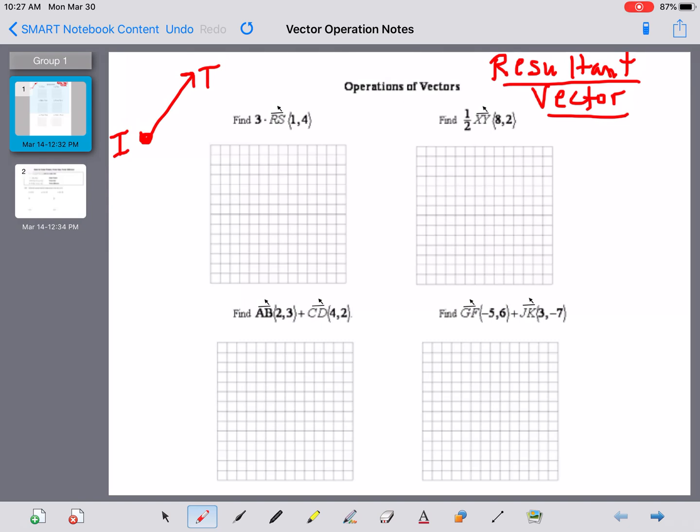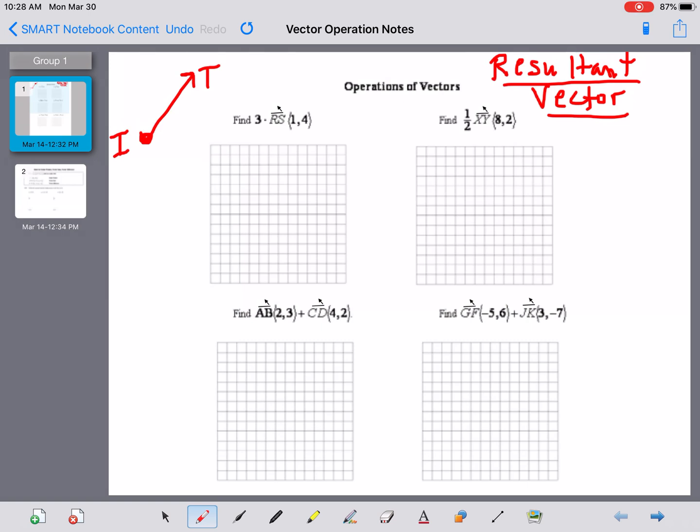So as we do operations of vectors here, you'll notice my first one and my second one, we're going to use what's called a scalar, or we're going to multiply a vector. The first one says 3 times the vector RS, and RS is in those pointed parentheses <1, 4>. So if you remember from our last set of notes, what that means is, and by the way, this is not a coordinate plane, so I can start anywhere I want on this. I'm using it just as a grid to organize what I'm doing.